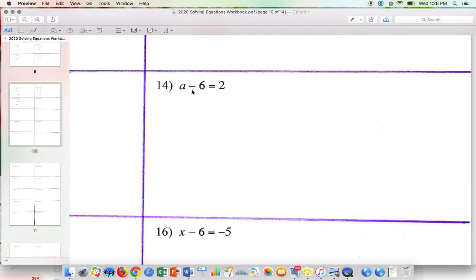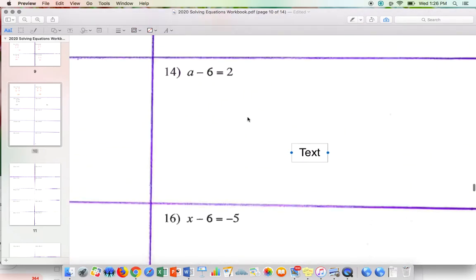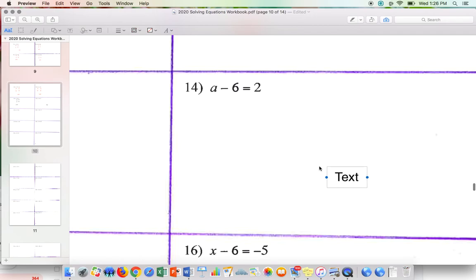What is the inverse operation? The opposite operation. The opposite of minus is plus. What are we going to add? We want to get this A all by itself. We want to isolate the variable. So we have to get rid of something. So we're going to do plus what? What number will go here? Do plus 6.